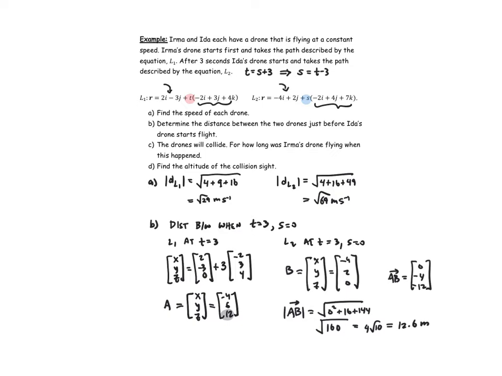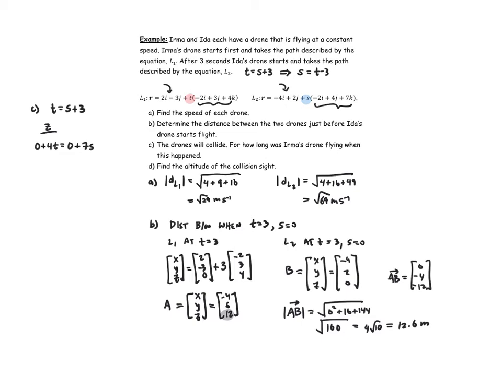Okay, part C. I'm going to work part C on the left side here. Part C says that the drones will collide, which means that they will both be at the same location at the same time. Since I know that t is equal to s plus 3, I'm going to take the z component for each. The z component for Irma's drone is going to be 0 plus 4t, and the z component for Ida is 0 plus 7t. Excuse me, 0 plus 7s.